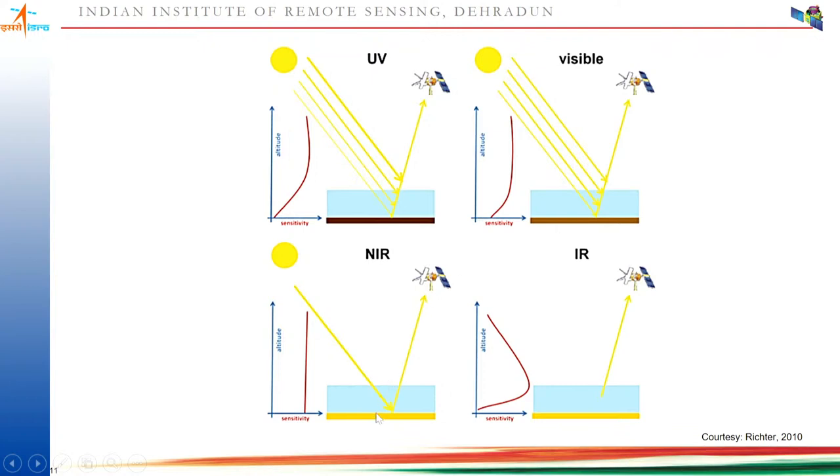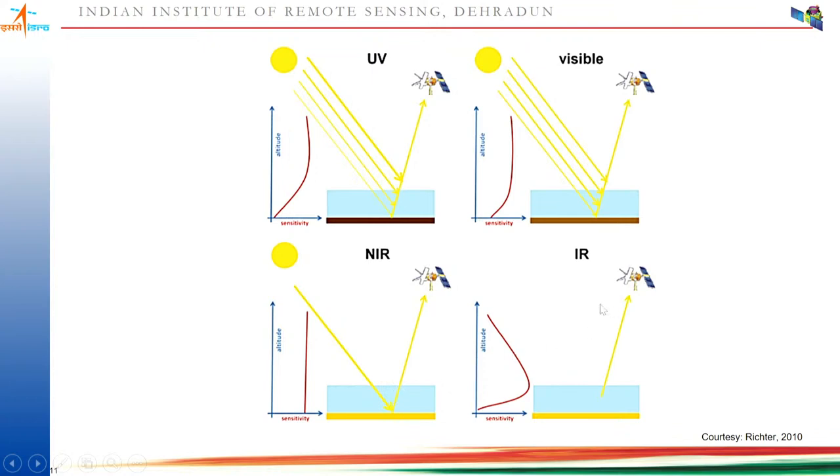In near infrared, scattering is of little relevance and emission is also weak. Hence the interaction happening with the atmosphere is homogeneous in all layers. So this gives the total columnar concentration of a particular gas.